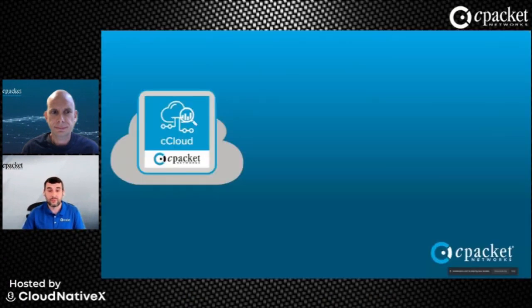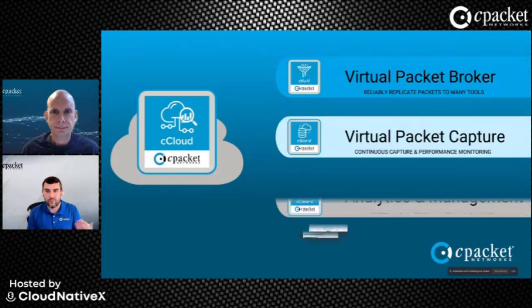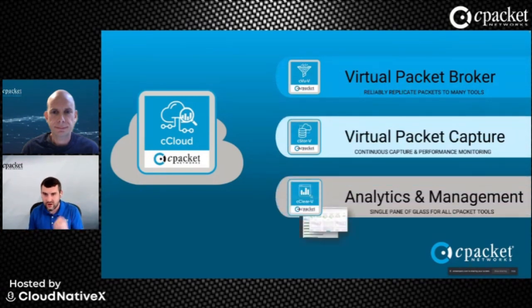cClearV platform. Really quickly, just to hit on the cCloud products here at cPacket, we have our cVu virtual packet broker at the top there, which really allows you to reliably replicate packets to many tools. And in the middle there, we have the cStorV, which is our virtual packet capture platform. It's all about continuous capture and performance monitoring in the cloud, with some really cool advanced capabilities that our cStor platform can hit on.